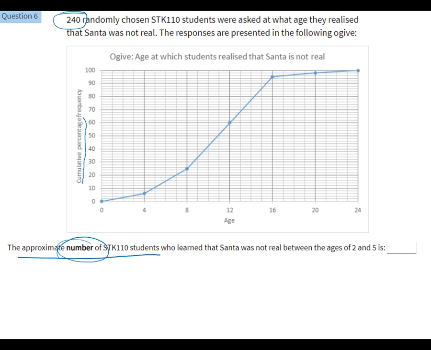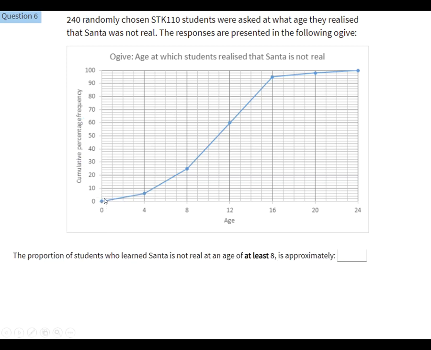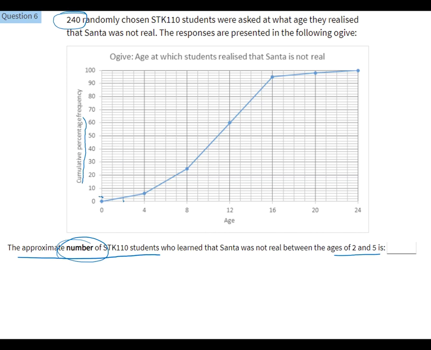Now, approximate number of students. First we find the percentage, then we convert to a number, and we're interested in the ages 2 and 5. So if we go here to the age 2, what we would do is we would read this off. So we would go from here up to this line and then across to here, and we find that we have a value over there. So roughly over here, and that is approximately 3%. So at 2, we are going to find that we have 3% of our people who found out by the age of 2 that Santa is not real.